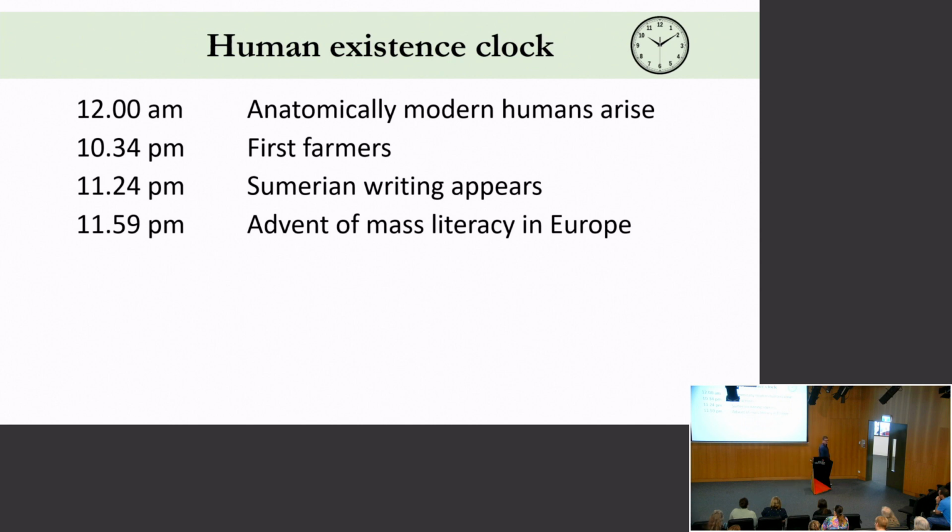I've condensed human existence into a 24-hour day. I've taken a bit of license here, but no one really knows when the first anatomically modern humans arose. The estimates vary, but I've taken probably the best ones I could find. And then you put that together. So the anatomically modern humans arrive at midnight. At 10:34 the next day, the first farmers arrive. 11:24 is when the Sumerian writing appears. And 11:59, 1 minute before midnight, is where we have mass literacy. So that gives you some idea of how recent this invention is.